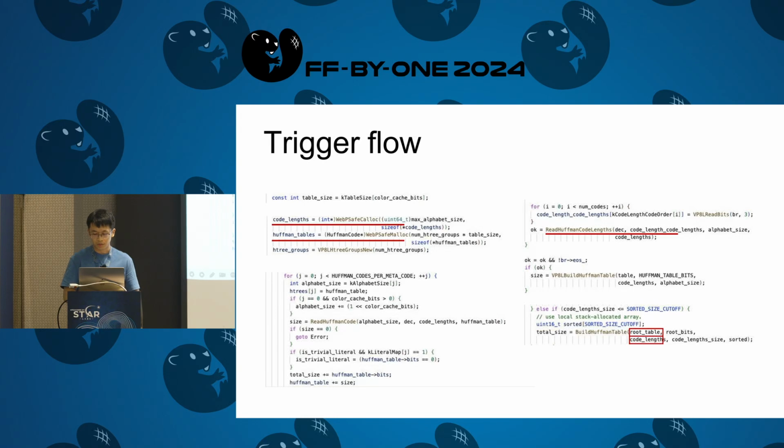The most important thing here is that the table size can be affected by user-controlled color cache bits variables, which affect the selection of the fixed values. And the Huffman tables are located using the number of Huffman tree groups times the table size times the size of the Huffman table as the final size. Most of which cannot be changed by the adapter.